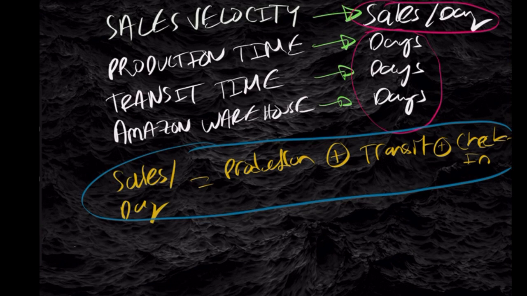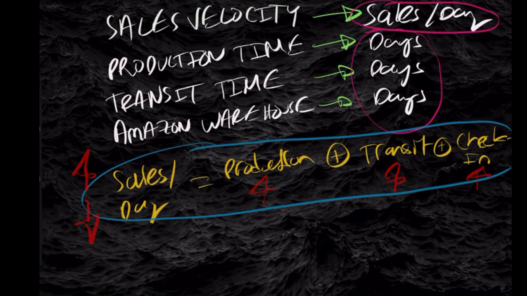But as we know, the world doesn't work in perfection. In fact, there's a lot of room for error here. There's a lot of variables that are almost impossible to predict. You know, your sales could be either higher or lower than anticipated. You could have production time that takes longer. Your transit time could take longer, and Amazon could take longer to check in. So there's a lot of variability here.